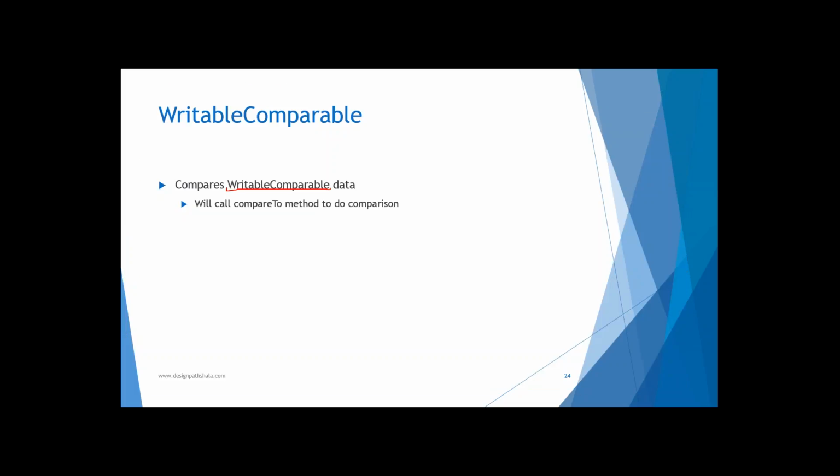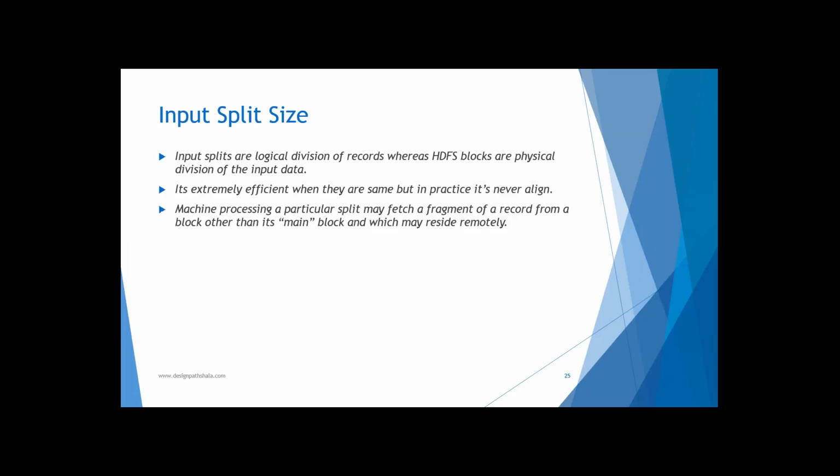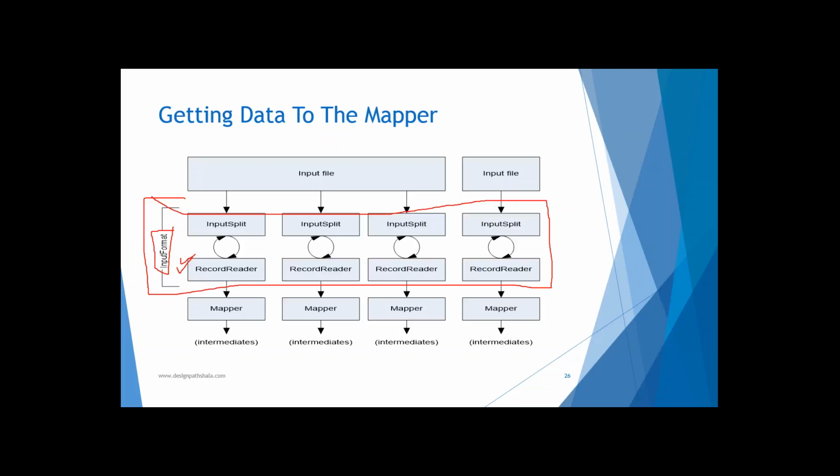Okay, let's go to the next one. So input file size, input split size. Input split we discussed. The input split is the logical division of the data, and for each input split, input format is a class which basically reads your input split. That will initiate a record reader for you. Record reader will read a record from the input split, and for each record, a map function will be called. So in our word count program, for each line, this map function will be called with the help of this record reader.